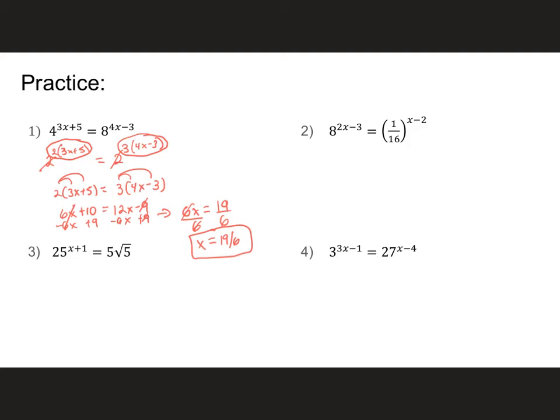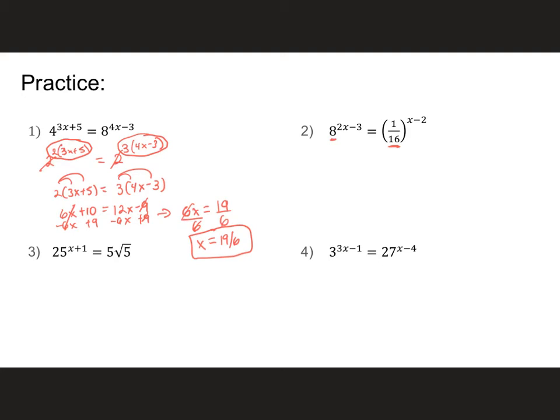Looking at number 2, this one's a little bit more challenging. I have 8 raised to the 2x minus 3 equals 1 over 16. All right, there's a fraction for us, raised to the x minus 2. So somehow I need to rewrite base 8 and 1 over 16 so that they're the same. Now to do this, my hint is when you see a fraction, think back to your rules of exponents. One of our rules deals with fractions, and that is our negative exponent rule. Remember, a negative exponent I can rewrite as a fraction.